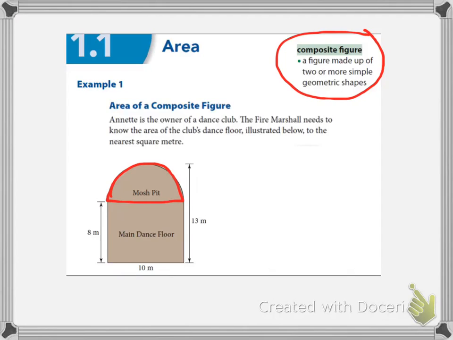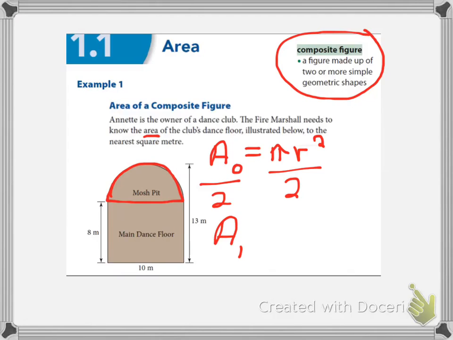So the question says, Annette is the owner of a dance club. The fire marshal needs to know the area of the club's dance floor, illustrated below, to the nearest square meter. Luckily, all our units are in meters, so we don't have to do any converting before we do the calculations. He needs to know the area of the dance floor. So, area of a circle is pi r squared, but we only want half of that, so we're going to divide by 2.